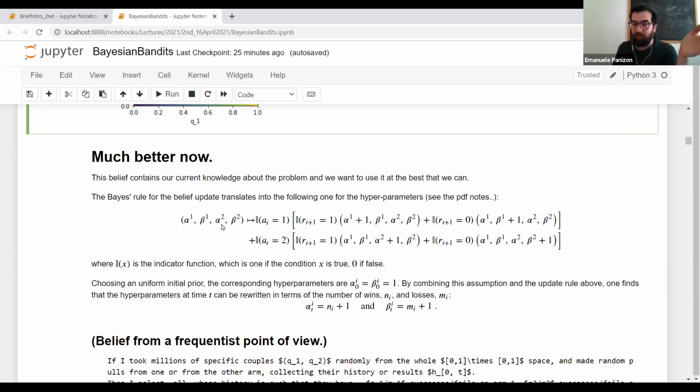Exactly as before, when I just did 1, now we have just 4 rules. If I start from alpha 1, beta 1, alpha 2, beta 2, and I do action 1, then I can only change alpha 1 or beta 1. I change alpha 1 plus 1 if I have a success, and beta 1 plus 1 if I have a fail. The same holds for arm 2: if I do action 2, alpha 2 plus 1 if I get a success, beta 2 plus 1 if I fail. This is just a way to move from one belief state to another belief state.